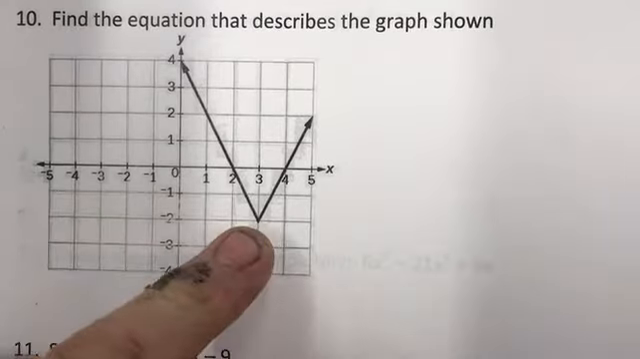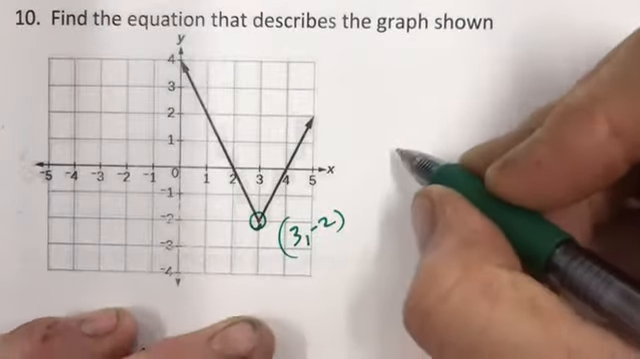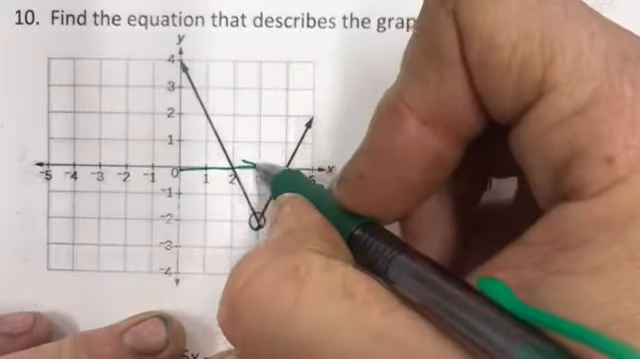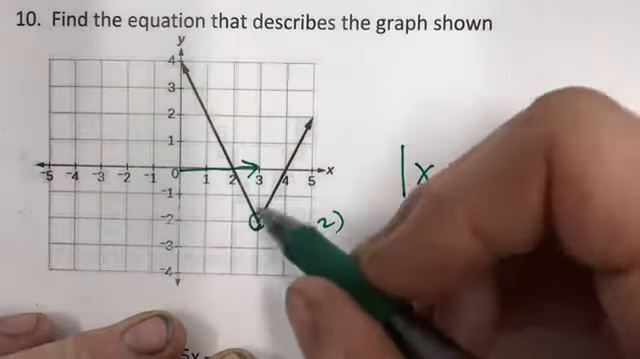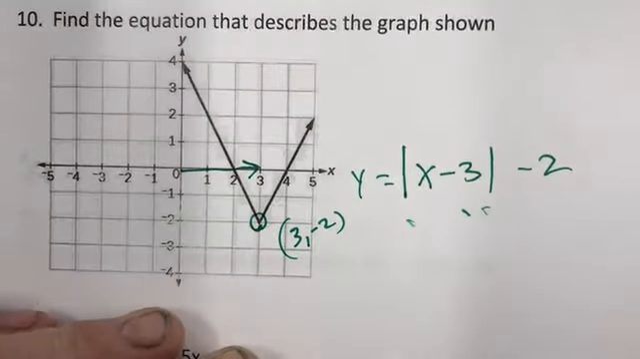To find the equation of this one, well, here's my vertex right here. It's 3, negative 2. So this is going to be, now this is an absolute value, so it's going to be an absolute value bars, x minus 3. Since it goes to the positive 3 side, it's x minus 3. And then it goes down 2, so we have minus 2 there. So here's what it would look like.